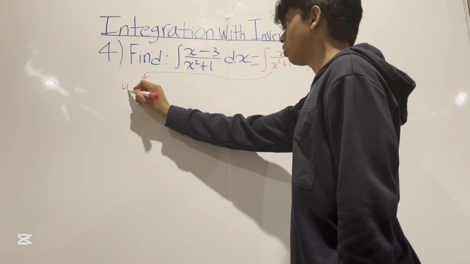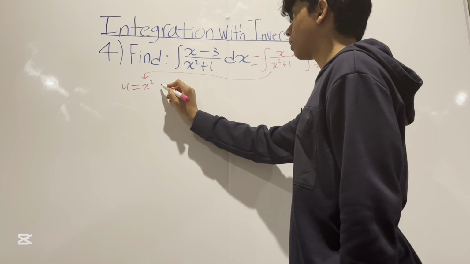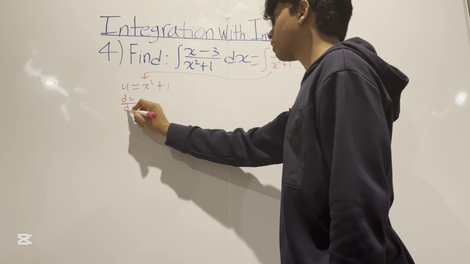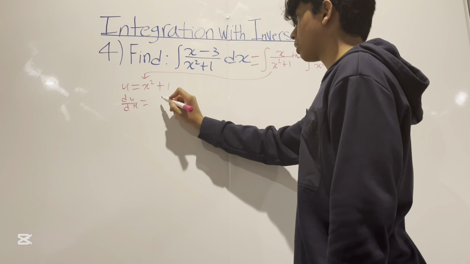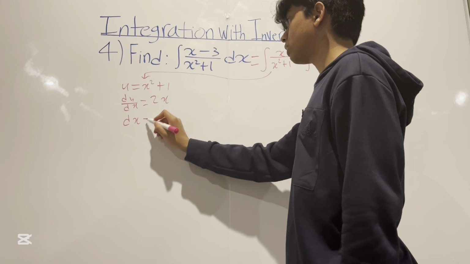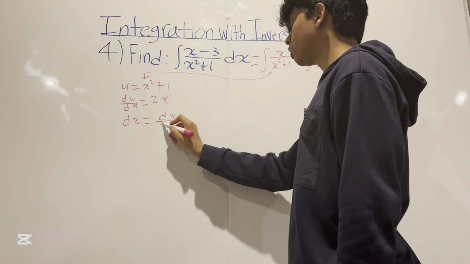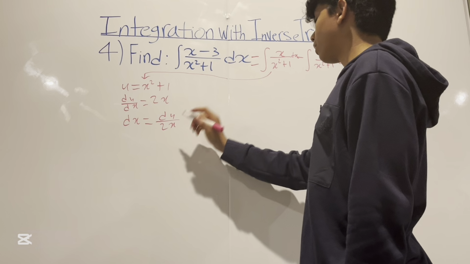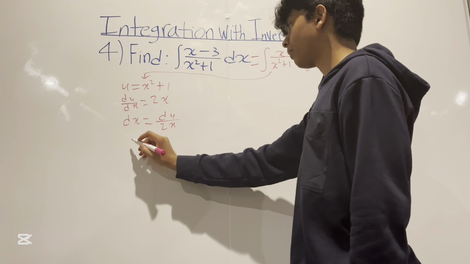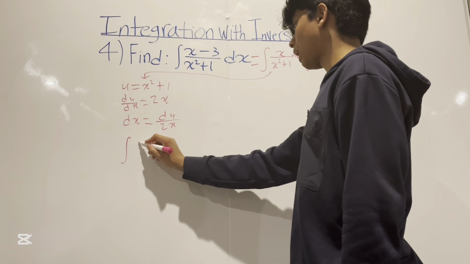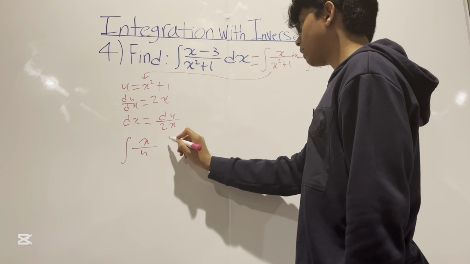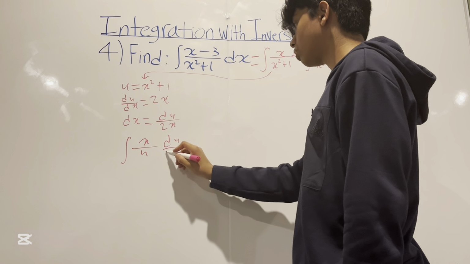So let's set u equal to x squared plus 1. And then let's differentiate this. So du over dx, and the derivative of x squared plus 1 is just 2x. And let's solve for dx. We have dx is equal to du over 2x. And for now, we're not going to have any a. So now let's just put this into the integral. So integral of x over, and we said x squared plus 1 is just u, and then this is du over 2x.